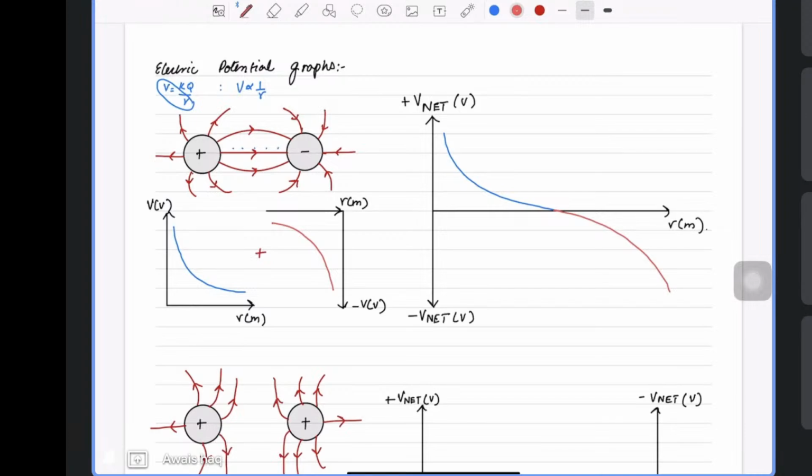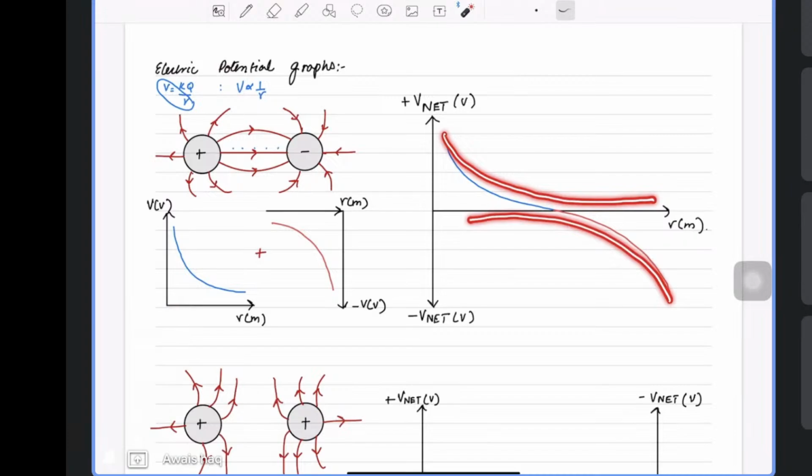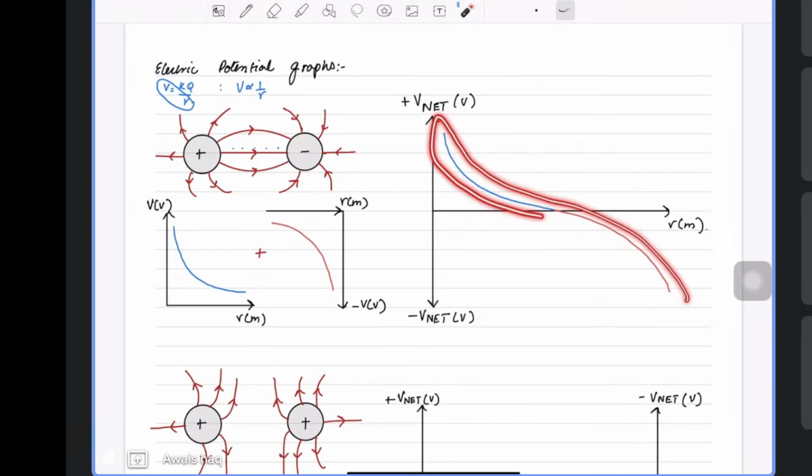Basically, one field goes like this, the other one basically stays like this. But when you add these two, every point on this line is added with every point on that line, so it gives you this graph. So this is the net graph that you should understand. Is it clear?